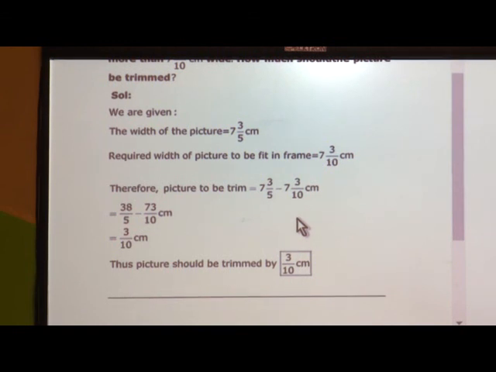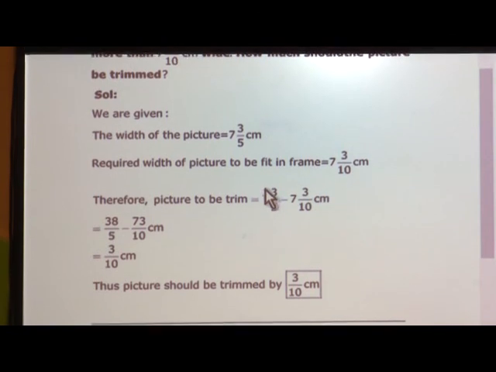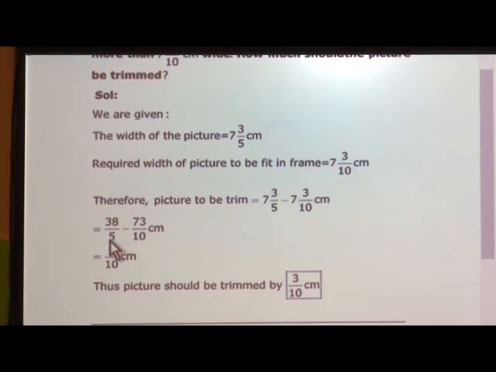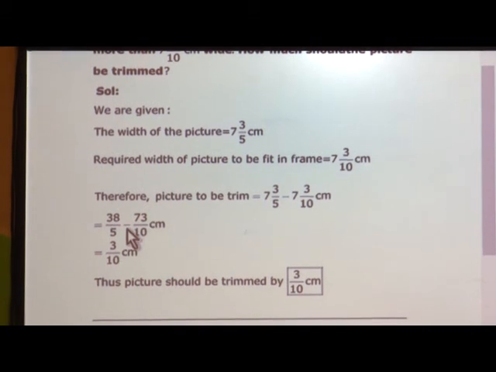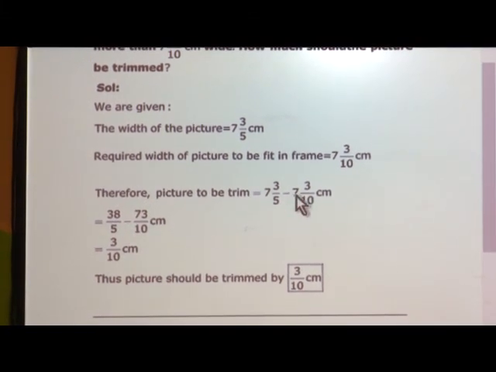So we have to use the operation of subtraction. So we use 7 whole 3 upon 5 minus 7 whole 3 upon 10 centimeter. Now here also we have mixed fractions, so first we will convert them into improper fractions. By multiplying the whole number with the denominator, 7 5s are 35 plus 3 is 38 upon 5. The operation is subtraction, so I put the minus sign here. Again I multiply here, 7 10s are 70 plus 3 is 73 upon 10 centimeter.